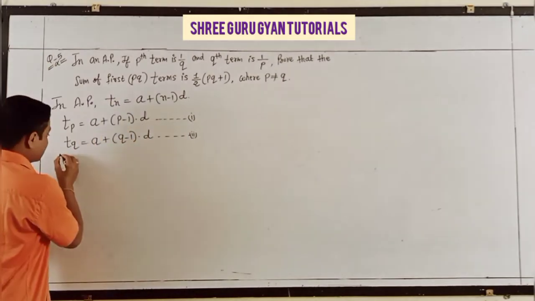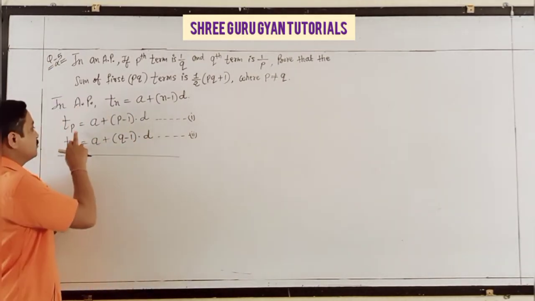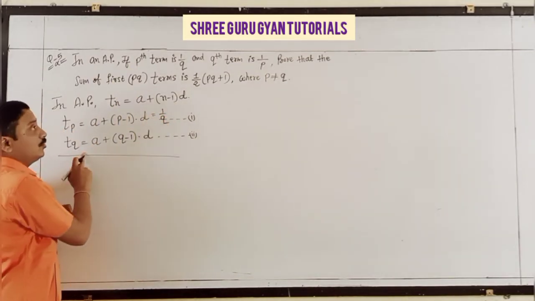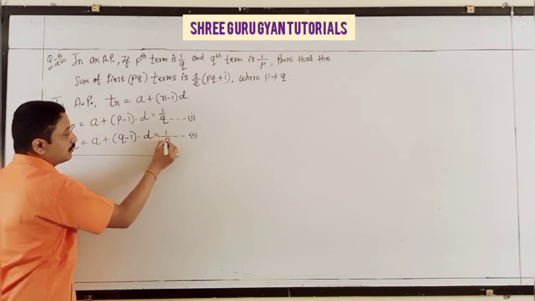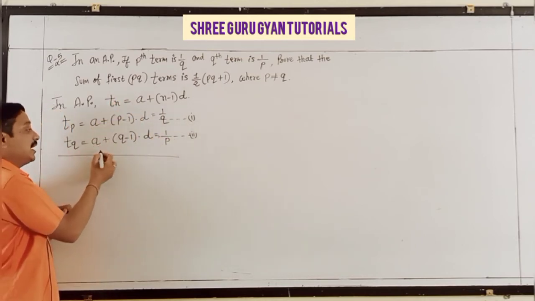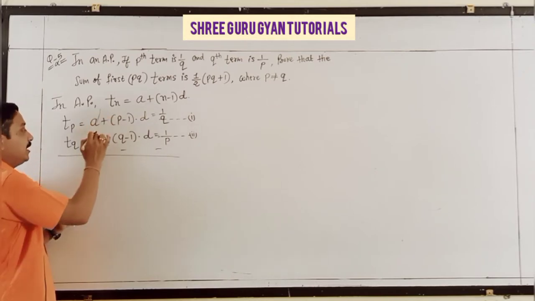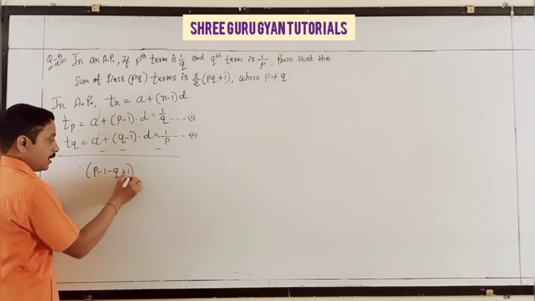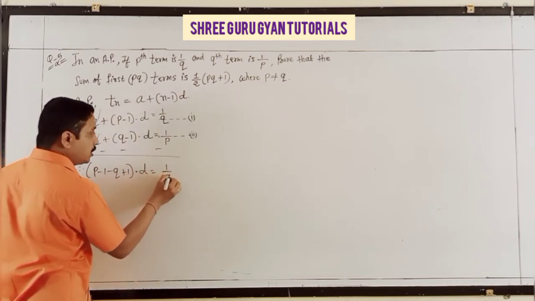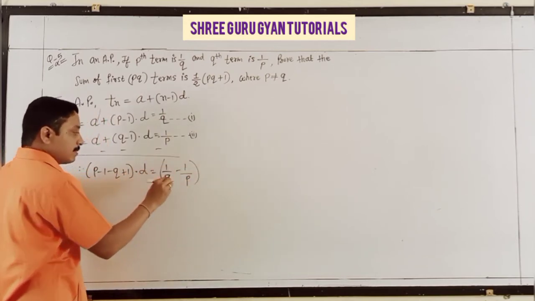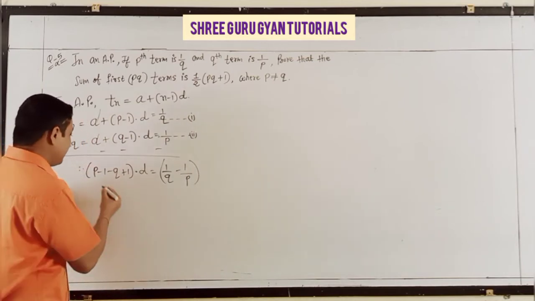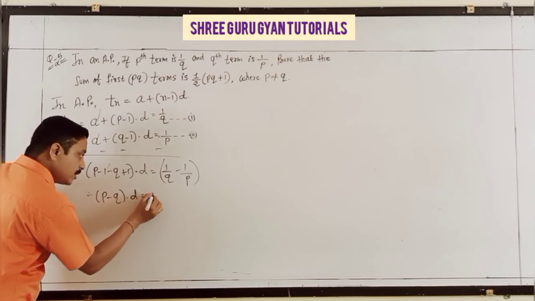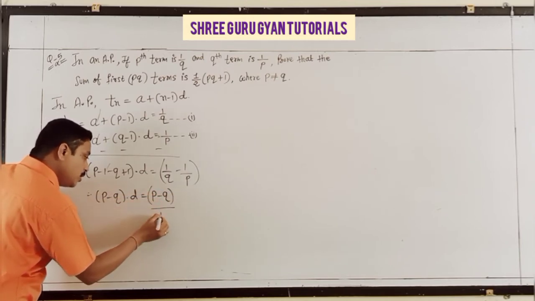So students, here I just apply the values: the pth term, already known, is 1 by q, and the qth term is also given, 1 by p. Now you both create the elimination method. a and a gone, only we have (p minus 1 minus q plus 1)d equals 1 by q minus 1 by p. Yes, easily you find out. Here 1 and 1 gone, (p minus q) into d equals (p minus q) upon pq.